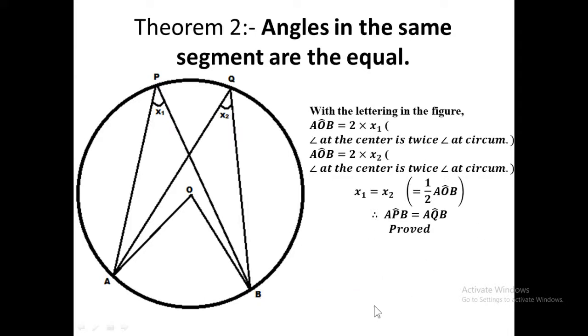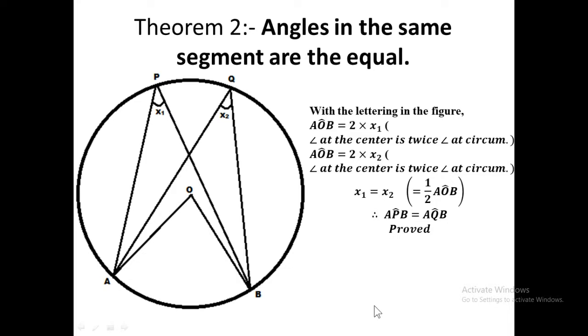In our last class, we talked about the first theorem in circle geometry, which says that the angle an arc subtends at the center is twice the one that is subtended at the circumference. And we used this theorem to solve problems.